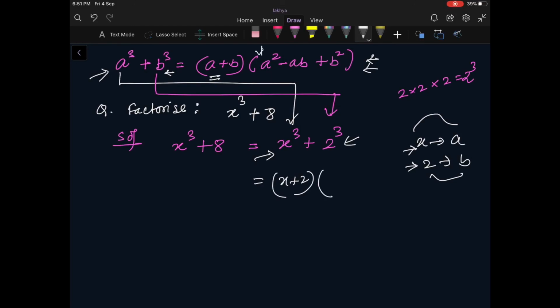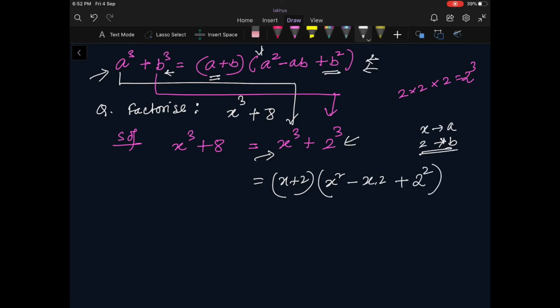Then next, a square, that here should be x square, minus ab, that is x into 2, and b square. Here we have considered 2 as b, so b square should be 2 square. So this is our result.